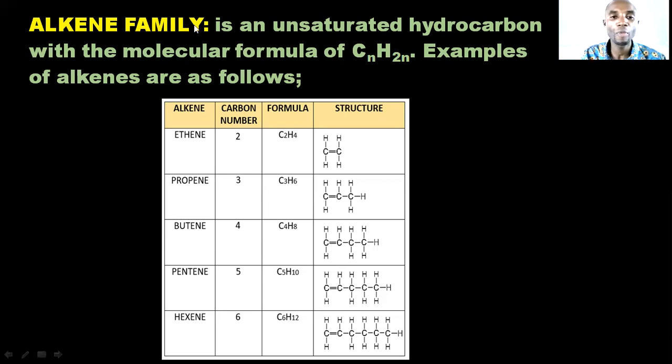So these are double bonds. Alkenes have double bonds, while alkanes are single bonded. So these are the members: second carbon atom, ethene, propene, butene, pentene, hexene, heptene, octene, nonene, and decene. And these are the structures of this particular family.